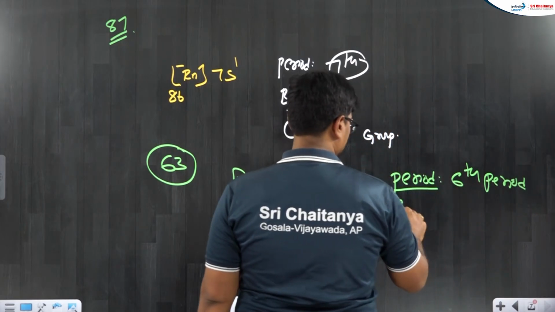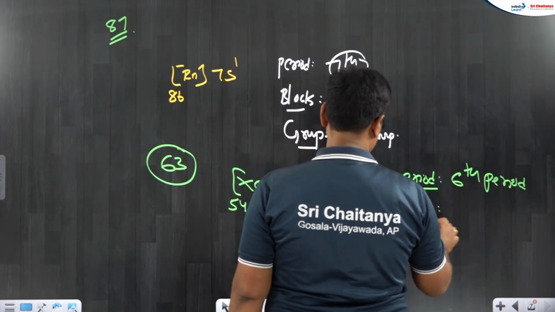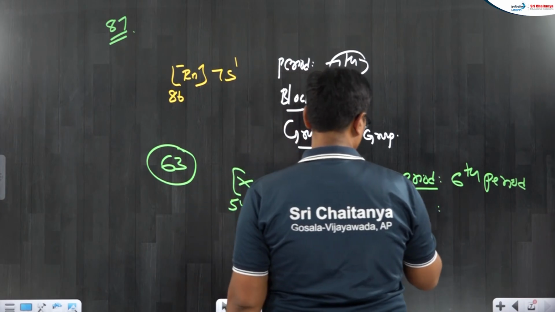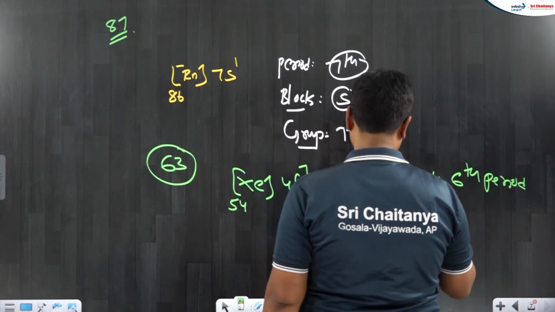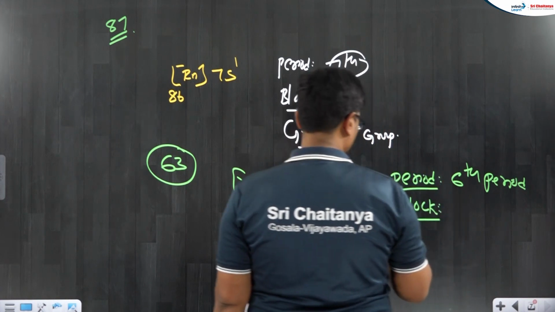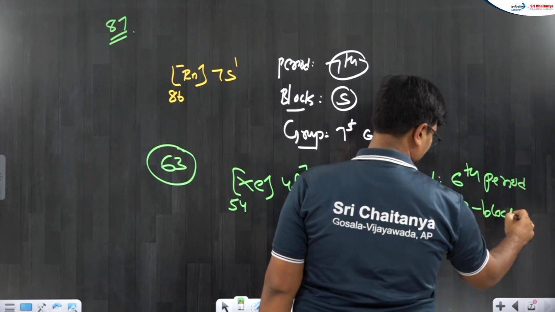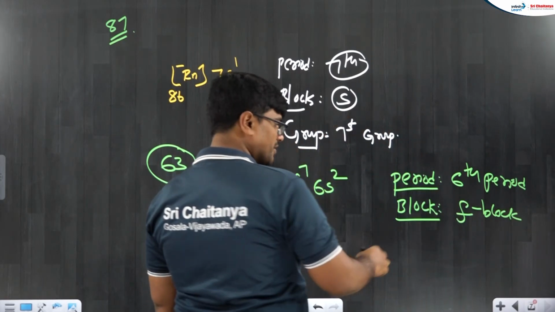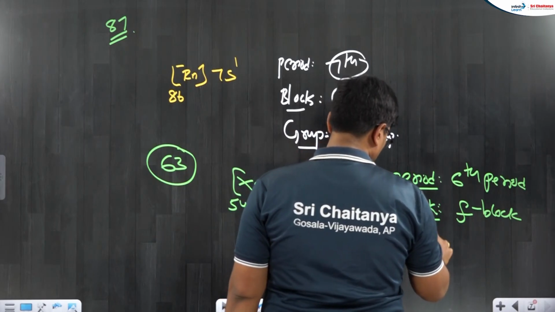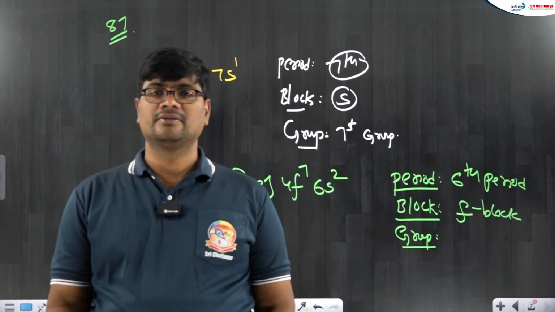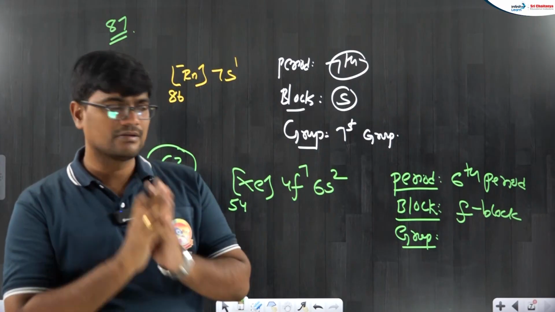What is the group number? What is the block? The block is F block, because the last electron is filled in F block. And what is the group number? There is one important point that you need to know. All F block elements are put in one group. What is that group? Third group.